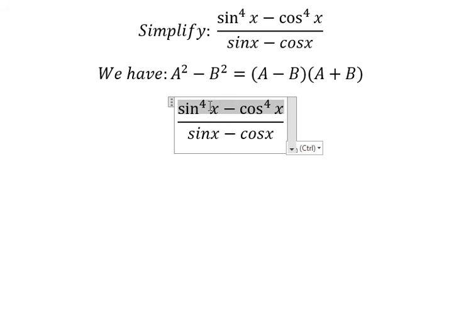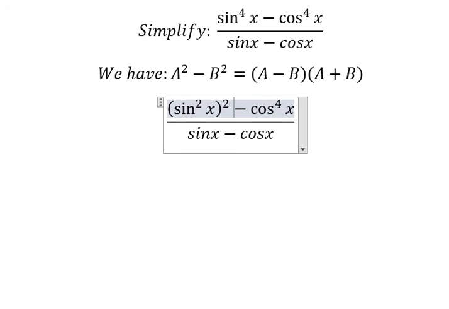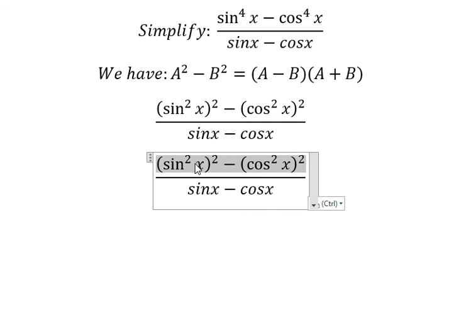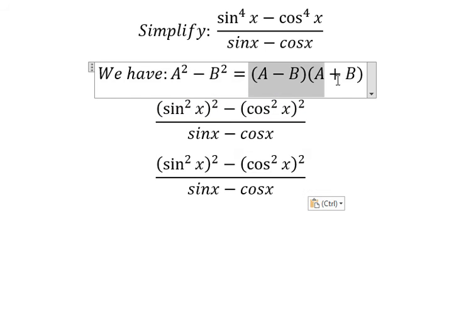So this one is sin x squared, everything to the power of 2. And this one we have cosine x squared, everything to the power of 2. This one, we need to transform into this one.